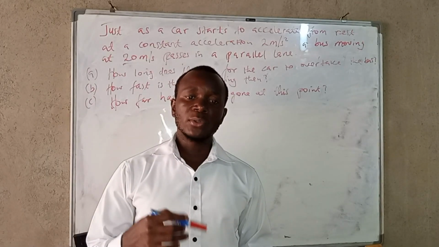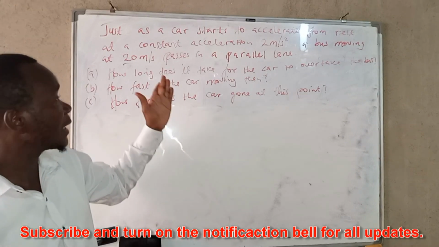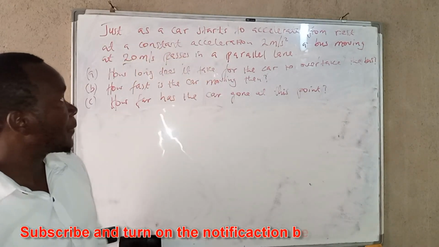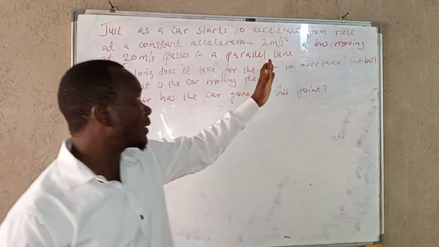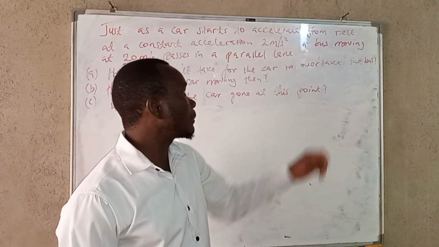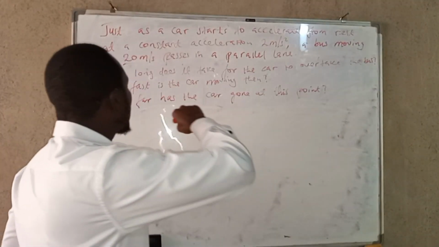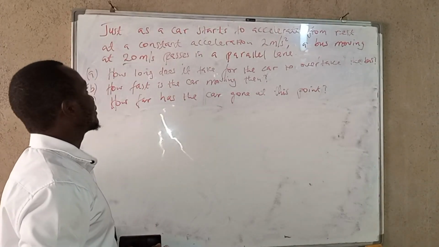Welcome. In this video, we are going to look at yet another example on speed, velocity, and acceleration. The question says, just as a car starts to accelerate from rest at a constant acceleration of 2 meters per second squared, a bus moving at 20 meters per second passes in a parallel lane.